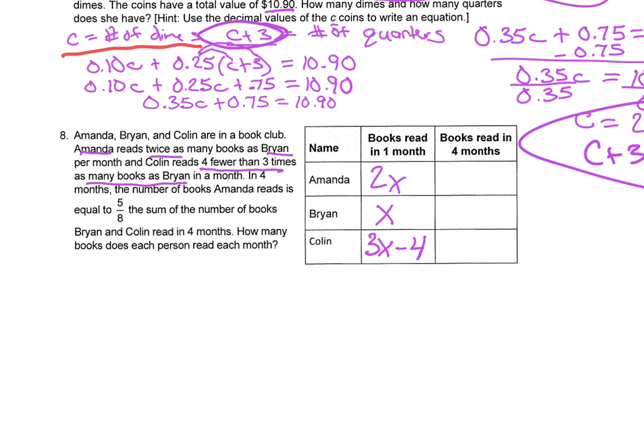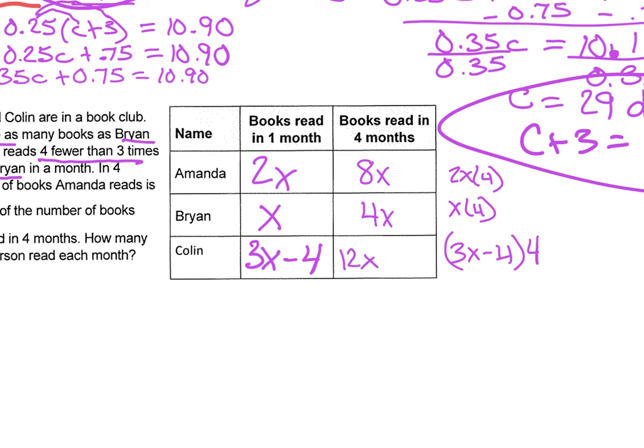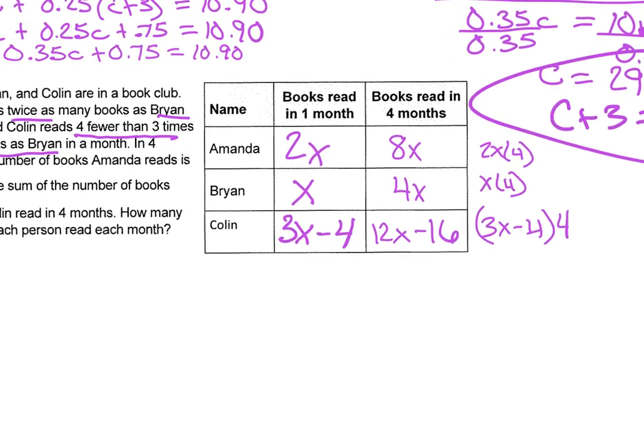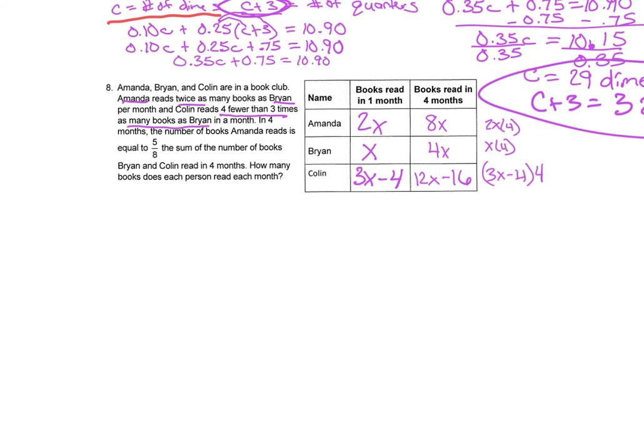Now if I want to make this 4 months, I'm going to multiply all these times 4. So 2x times 4 gives me 8x. X times 4 gives me 4x. And 3x minus 4 times 4 gives me, I got to distribute, 12x minus 16. Okay, so now I can represent them all with 1 month or 4 months from that table.